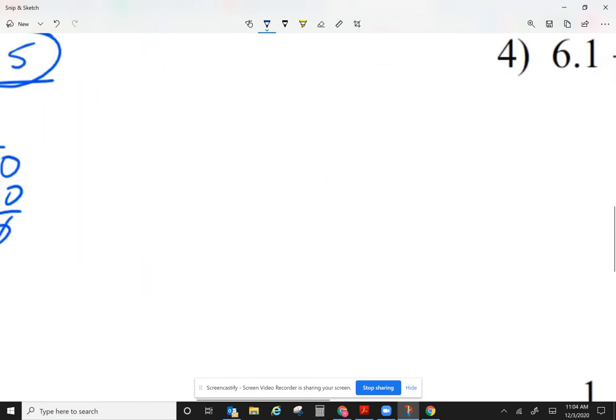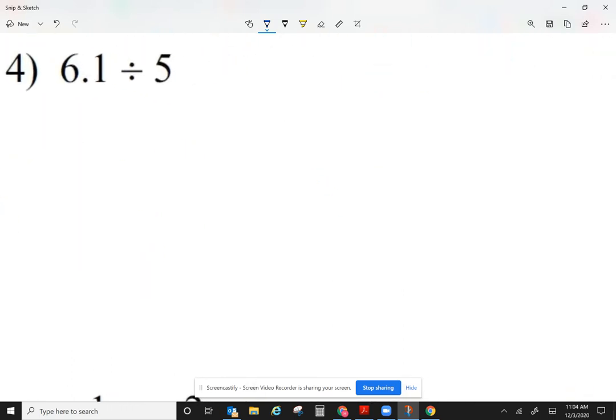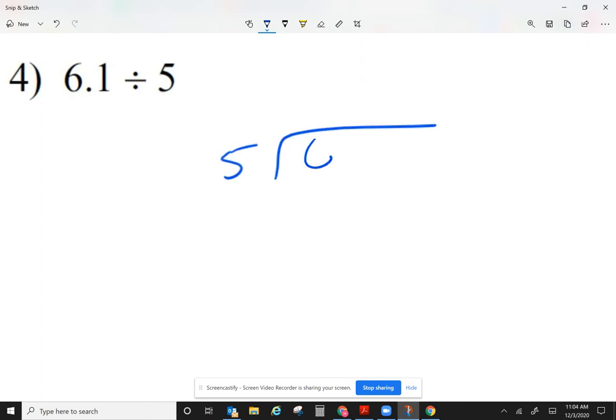All right, let's take a look at another example. The second number should not be a decimal, which is what we have. I don't care about the first number as long as the second number is not a decimal. So I'm going to ask myself, how many times does 5 go into 6.1? Let me bring my decimal point all the way up. So I'm going to start. How many times does 5 go into 6? I'm going to say one time. I'm trying to get as close as possible to 6 without going over it. I know 5 times 1 is 5. When I subtract this, I get 1.